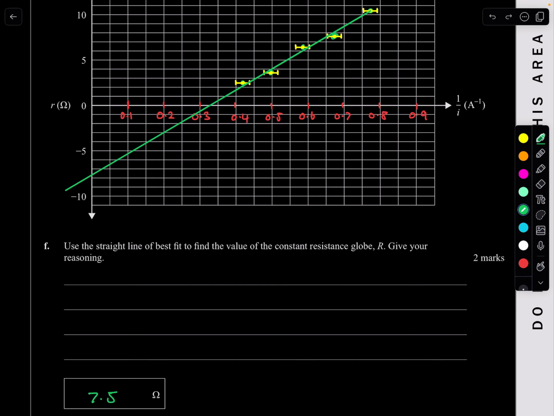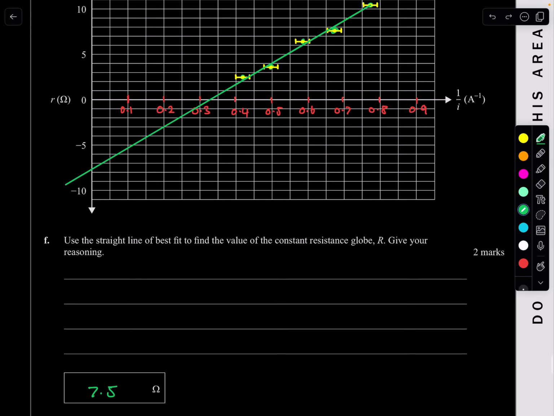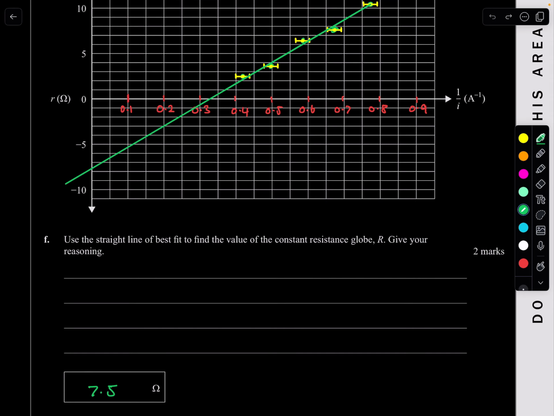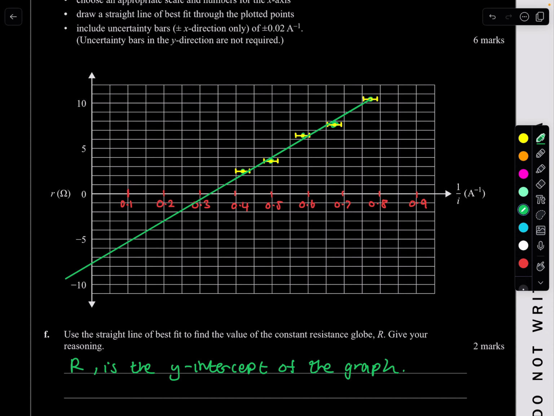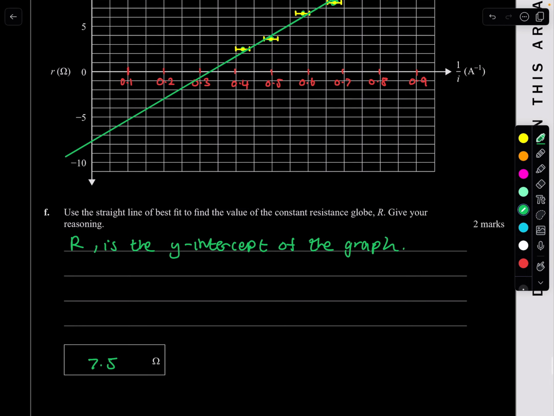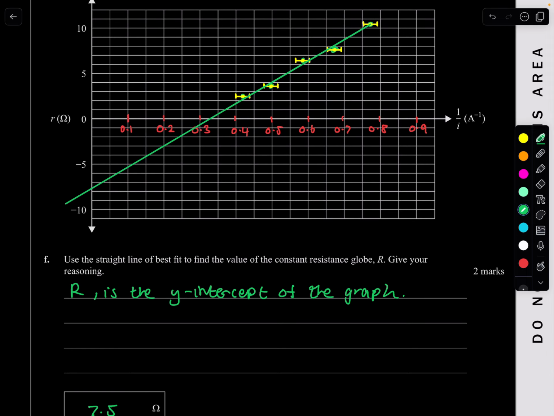And we just need to give you a reasoning why. So R is the y-intercept of the graph. And I think that's enough. I'm not going to lie, one mark for your answer and the other mark just explaining how you got R. Which, yeah, I thought the gradient, because normally all these questions tend to use gradient to get the answer. But yeah, this one didn't really work.